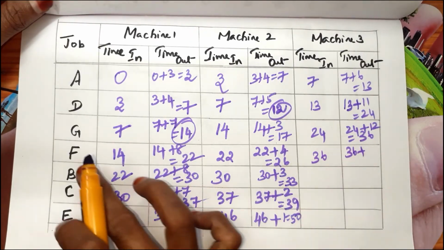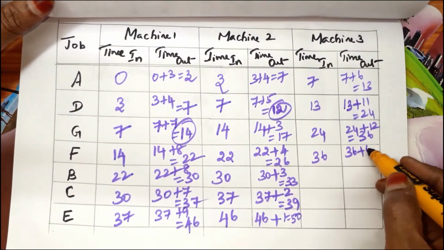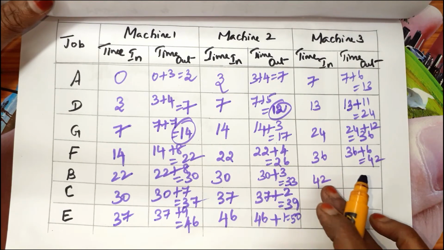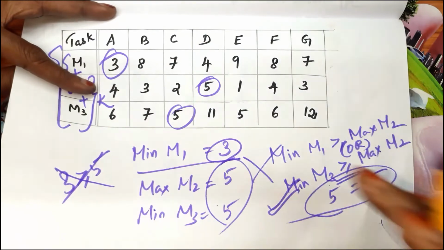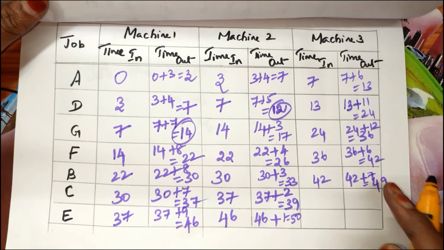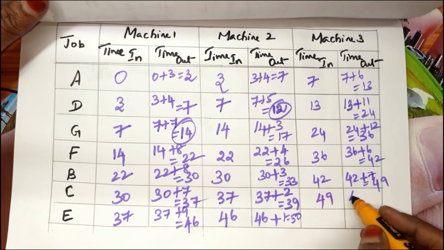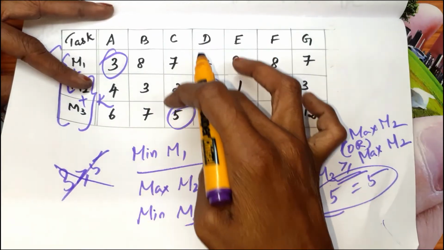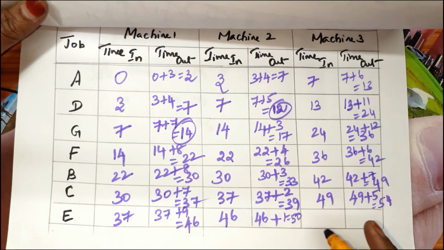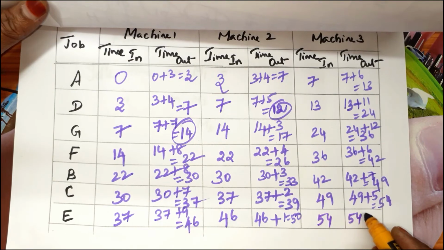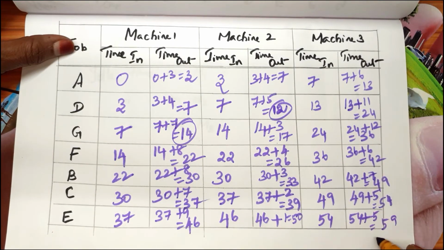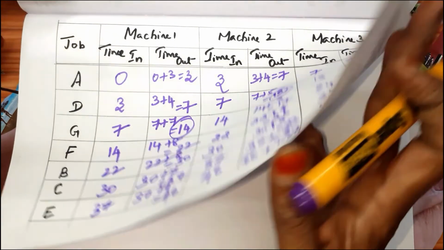36 plus for F, 6. 42. So 42 is the maximum. 33, 42. 42 is the maximum. 42 plus for D, 7. 49. 49, 39. 49 is the maximum. 49 plus for C, 5. 54, 50. 54 is the maximum. 54 plus for E, 5. So it is 59. This is the total elapsed time.